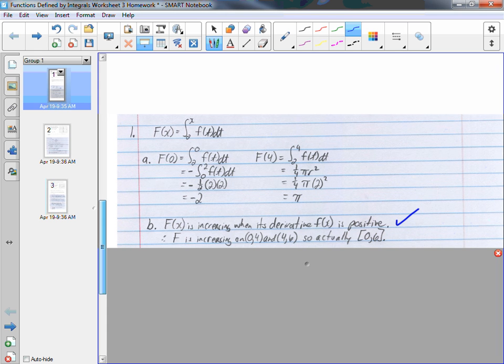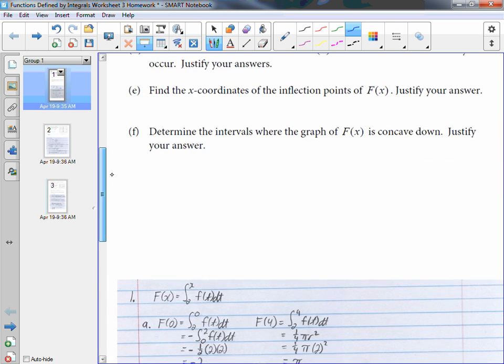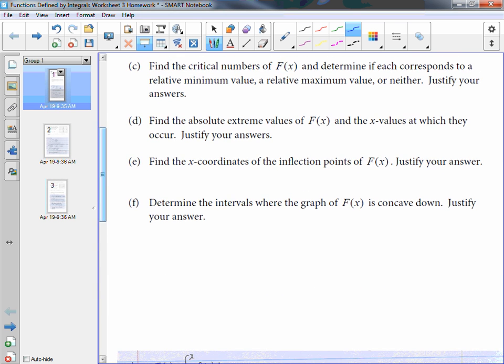Okay. All right, so let's see. What's question C ask us to do? Find the critical numbers of capital F and determine if each corresponds to a relative minimum, maximum, or neither. Okay. We know what critical numbers are. Critical numbers occur when the derivative equals 0 or does not exist. And other people seem to think students always forget that does not exist. I don't think you guys will forget that. We've said that so many times, I think you'll remember that.